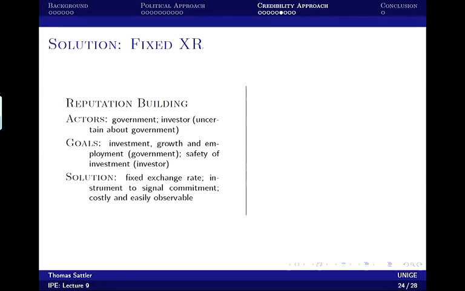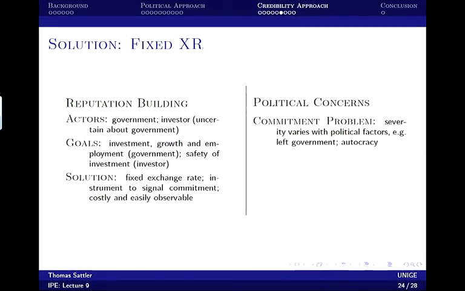So the solution here is that the government chooses a fixed exchange rate to signal commitment to price stability, because it's costly and easily observable. So in this story, if you have a credibility problem as a government, as a party, then you choose a fixed exchange rate because it allows you to signal to investors that you actually care about stability.